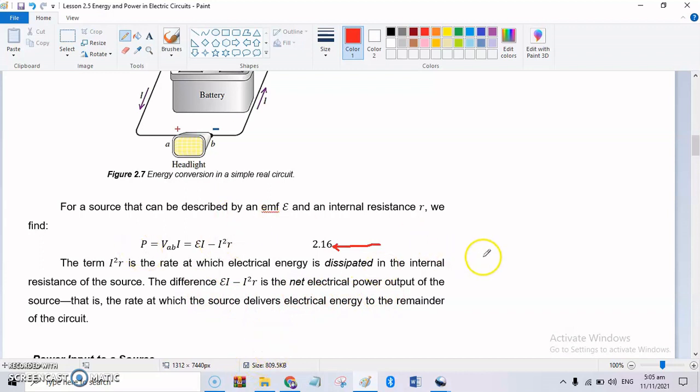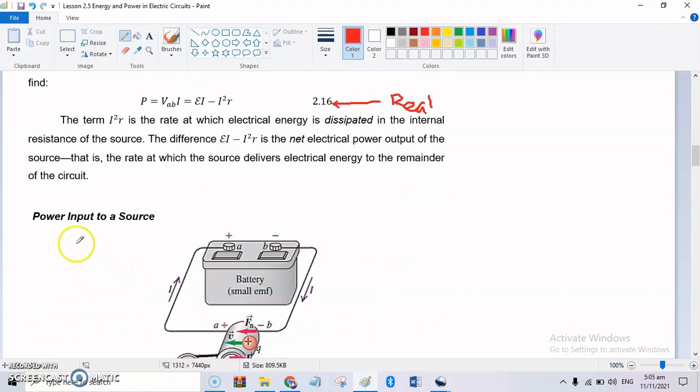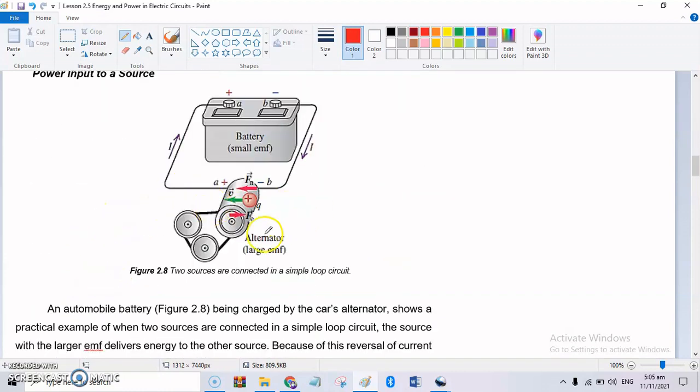So this is the real electric power of a source. That is the rate at which the source delivers electrical energy to the remainder of the circuit. Power input into a source.